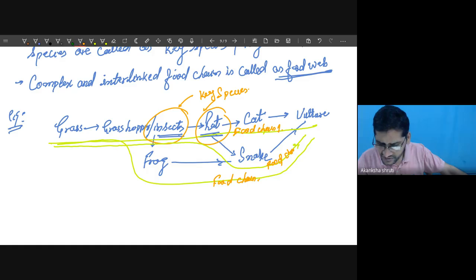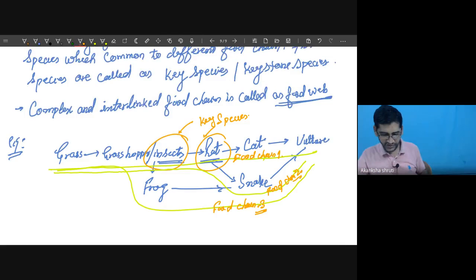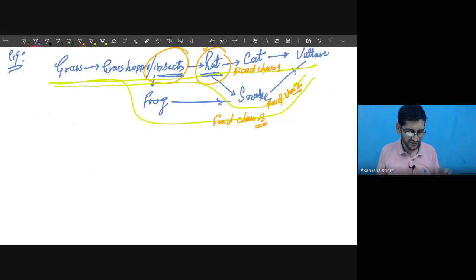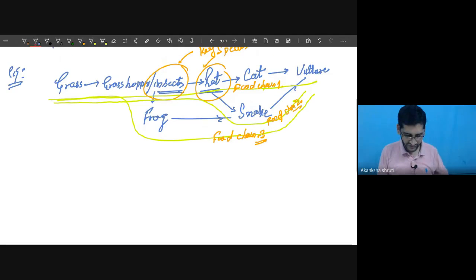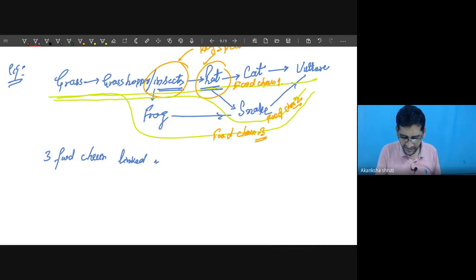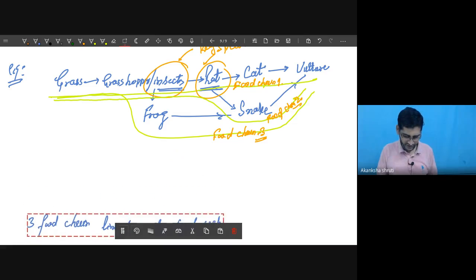Food chain 2, and this is food chain 3. Okay, so these 3 food chains are linked together, so it is forming a food web. So this is the example of food web. So 3 food chains linked in this food web. So this thing we have to keep in mind. So food web is nothing but more than one food chain you have to connect.